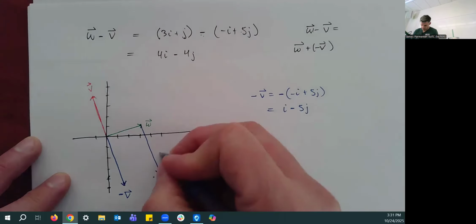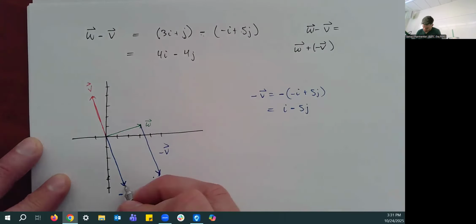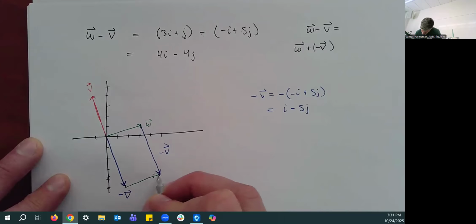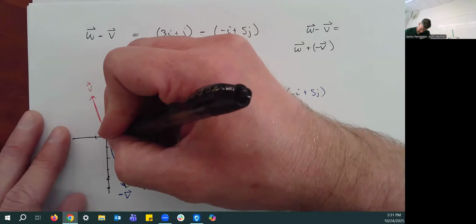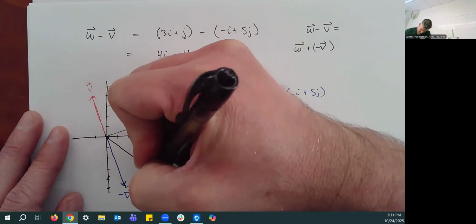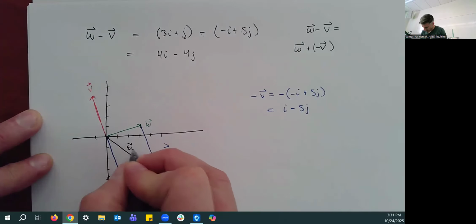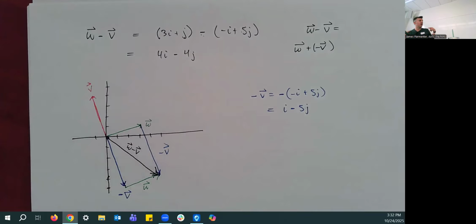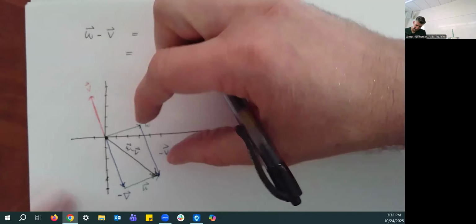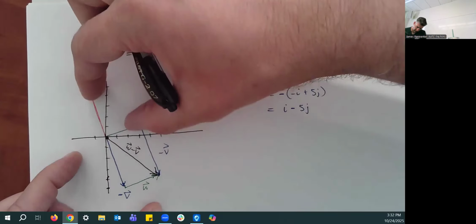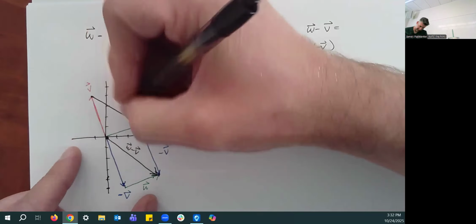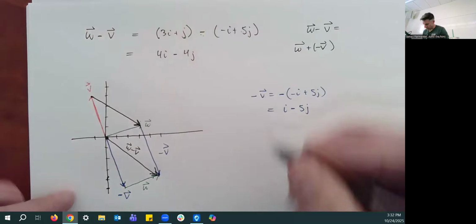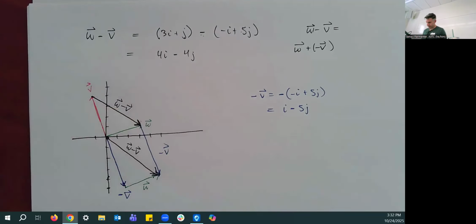Or by doing negative V and then tacking on W right there. So this vector originating here and ending here is our W minus V, which now I can see what it's supposed to be. Oh yeah, I'm supposed to just take this and slide it right over here. So it's really the vector that starts at the head of V and ends at the head of W. So that is also W minus V. But I never remember that trick until I've drawn it, because I just don't.